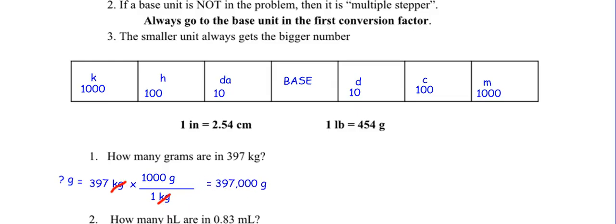So how many sig figs are in 397? 3. How many are here? 3. We're done. Let's try the next one.